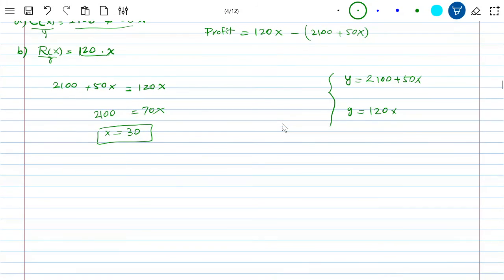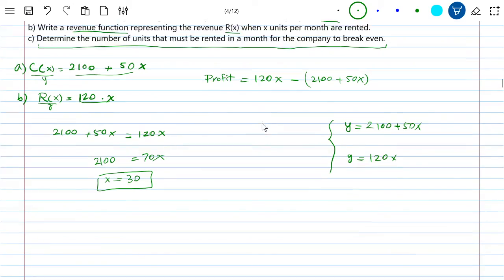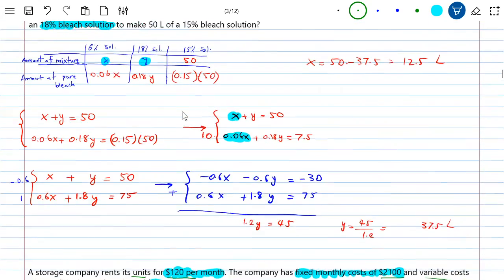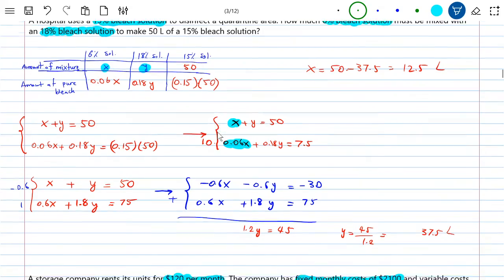Okay, it's just an example. I picked this one just to mention that there are cost and revenue functions. Do not get confused. Most of the examples relating to systems of equations are similar to the first one.